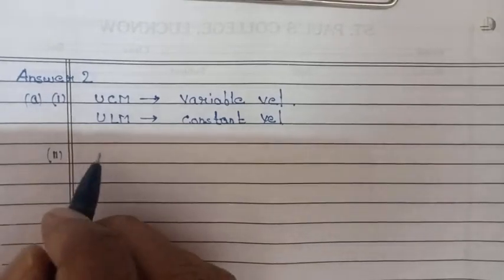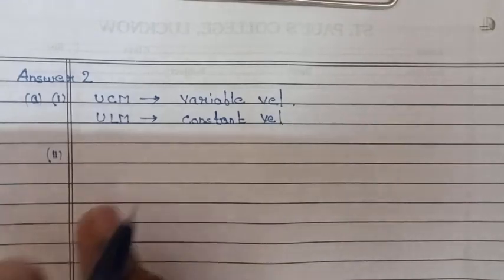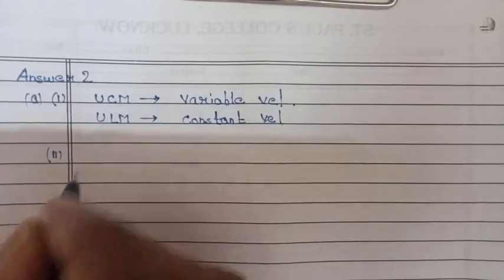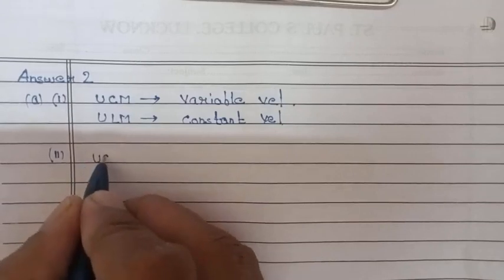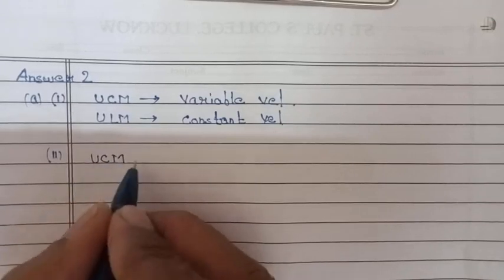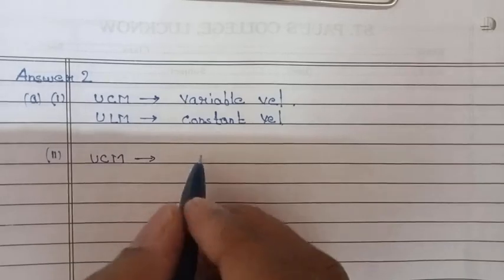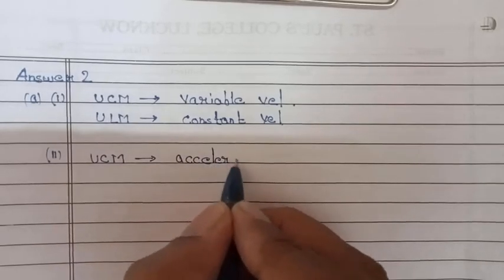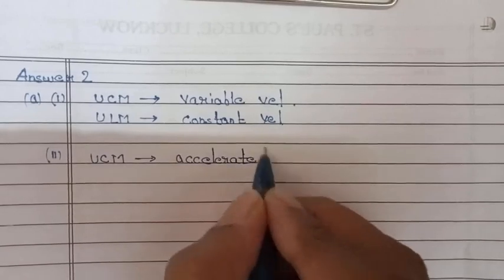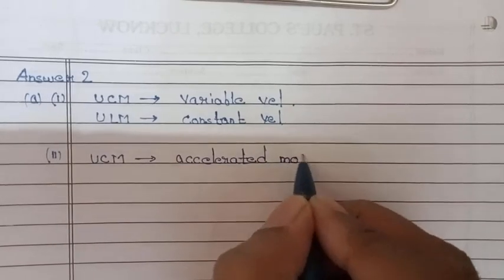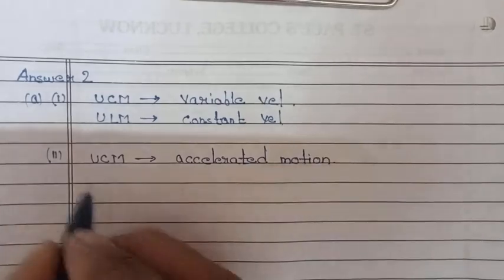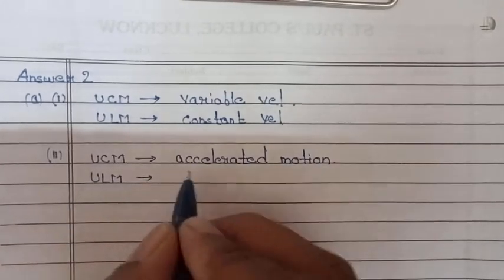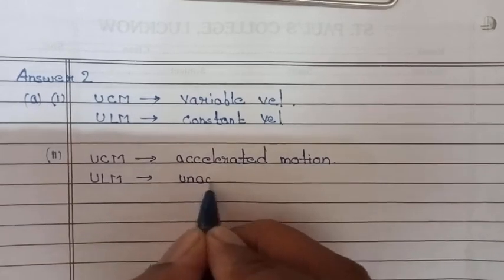Now in the second part, we have to do the differentiation in terms of acceleration. Remember, UCM, that is uniform circular motion, is an accelerated motion. Whereas uniform linear motion is unaccelerated motion.